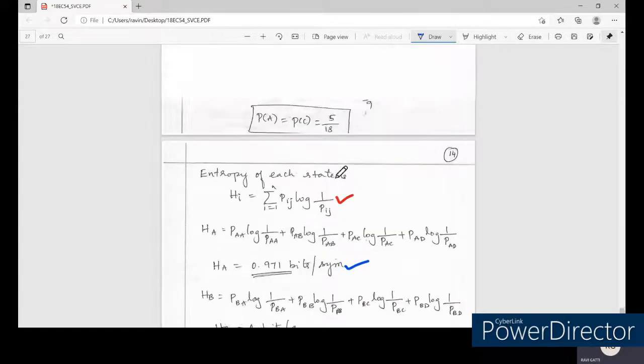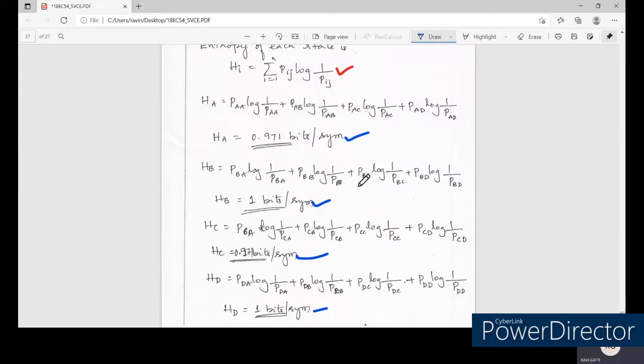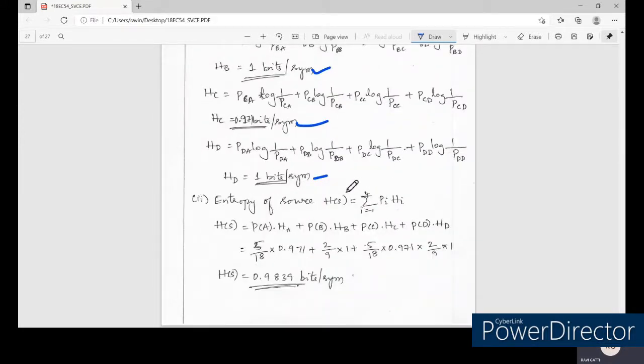Once I have calculated the entropy of each state, it is easy to calculate the entropy of the source, which is the sum of the initial state probabilities multiplied with the entropy of each state. So PA into HA plus PB into HB plus PC into HC plus PD into HD. If you substitute all these values, you'll get H of S is equal to 0.9839 bits per symbol. Thank you.